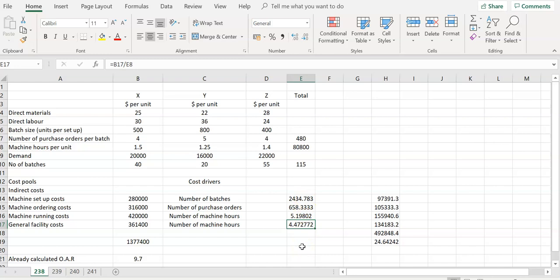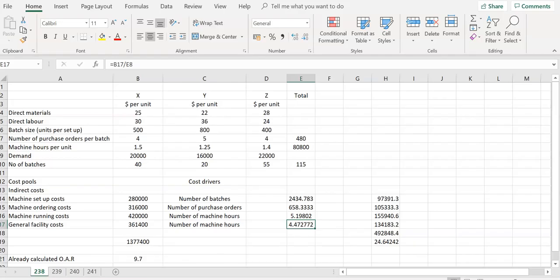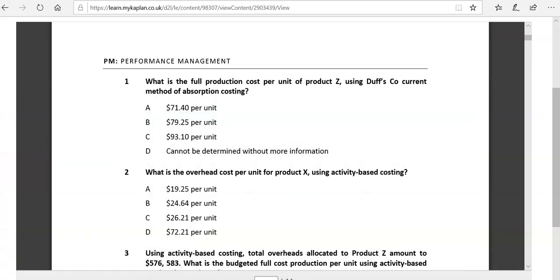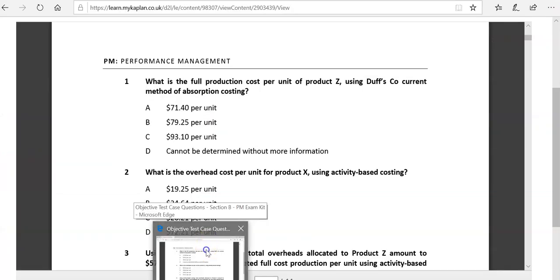So I guess now that I have all of this, I can go to the question and see what they want from me. So let's go back to the question. The first question says, what is the full production cost per unit using the current method of absorption? The current method of absorption is telling us, let's just see what their argument is. Let's just go so we can see the question again.